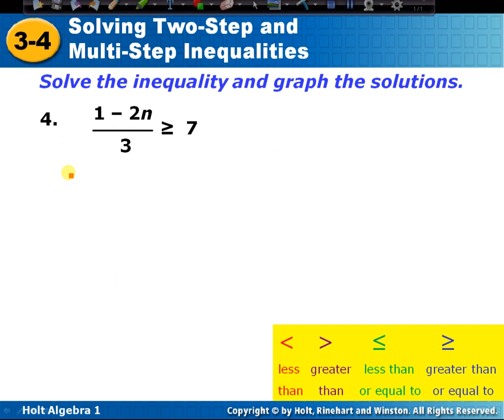All right, go ahead and get this down. Number 4 is 1 minus 2n over 3 is greater than or equal to 7. This one is a whole lot like the last one that we did. So why don't you go ahead and pause the video here and attempt this one on your own, and then I will show you the answer in just a moment. Okay, I want to make sure that you have solved, set, graphed, and tried to check this answer. So if you have not done that, go ahead and pause the video and go through all of those steps for me.